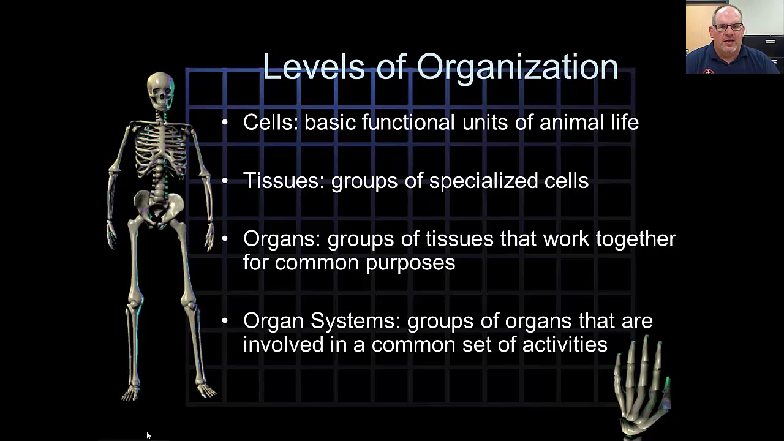We put a whole bunch of cells together that are going to work and do the same thing. That makes a tissue. A whole bunch of tissues that work together in one specific area, you have an organ. And then you have a whole bunch of organs working together, and then you get an organ system. And when you put a whole bunch of organ systems together, then you get an organism.